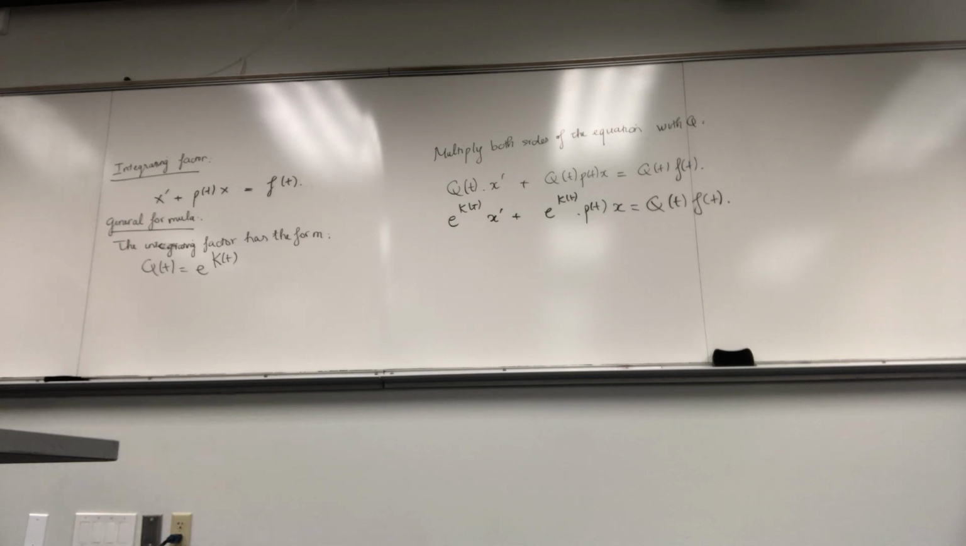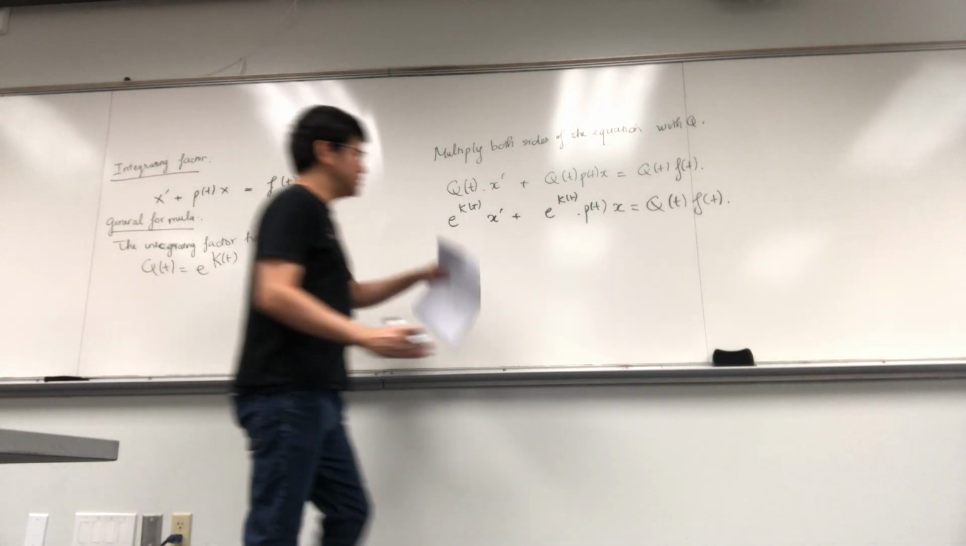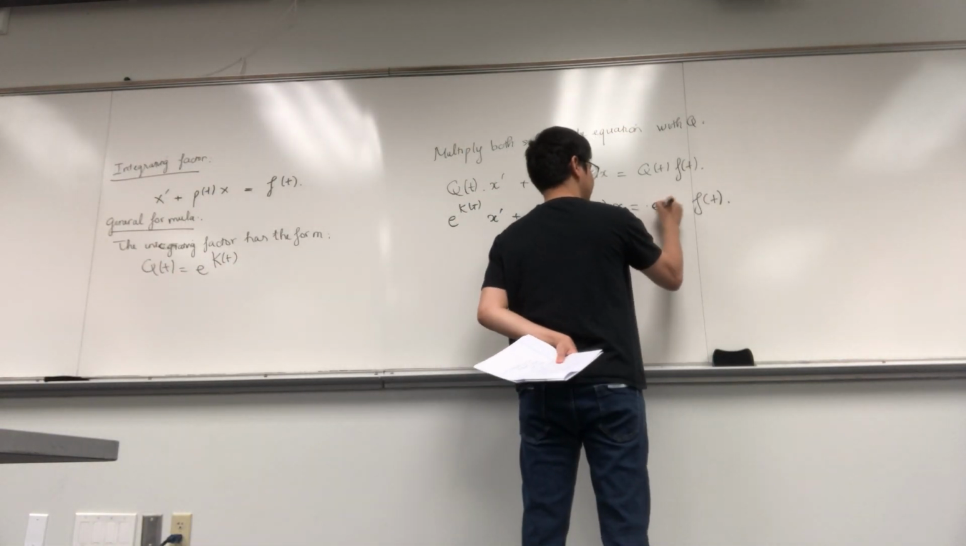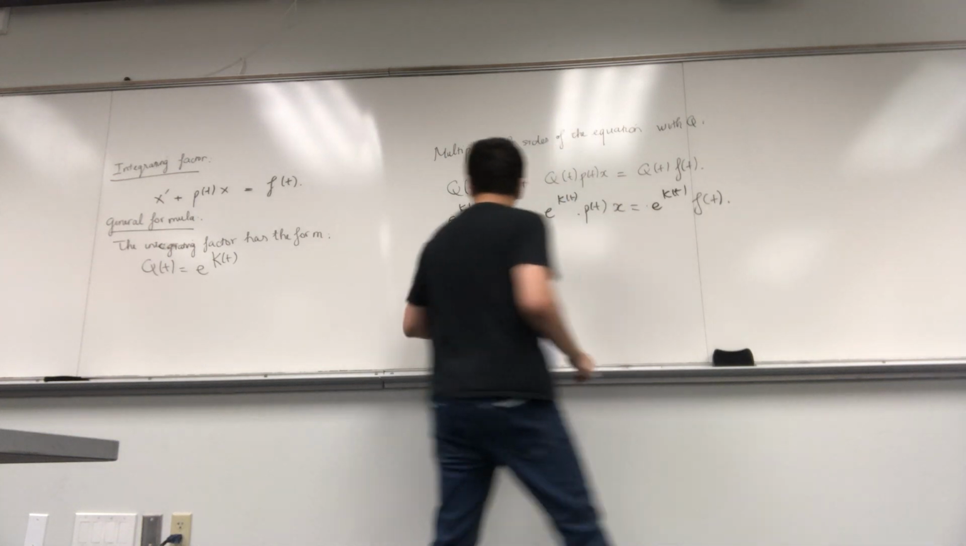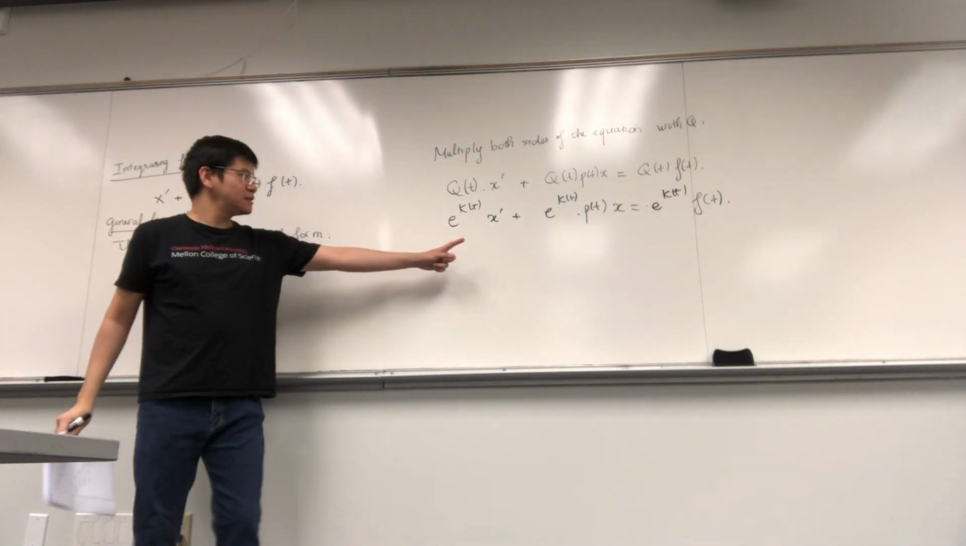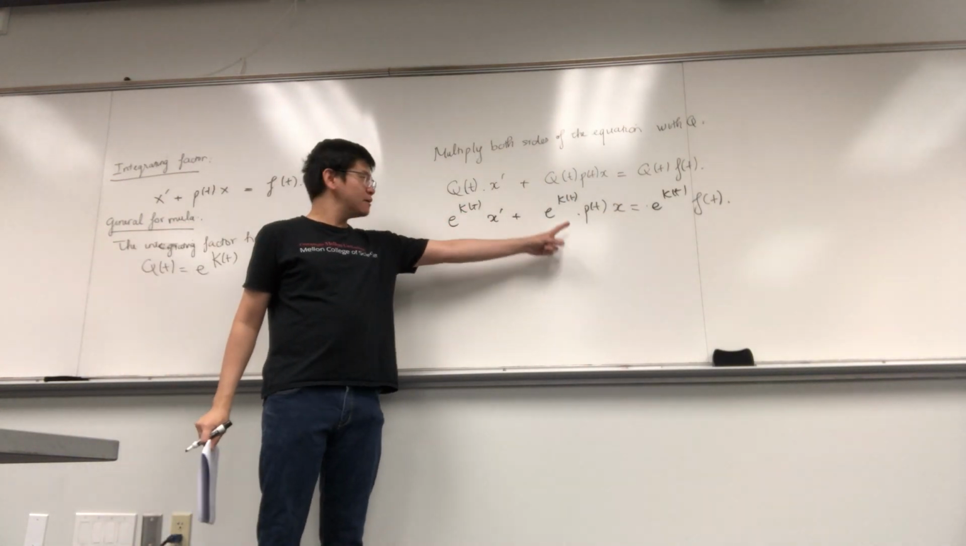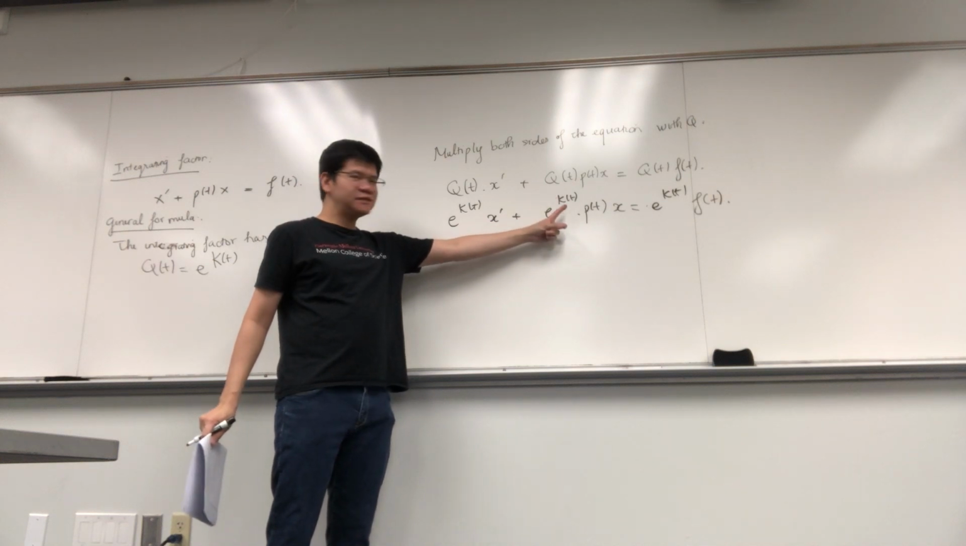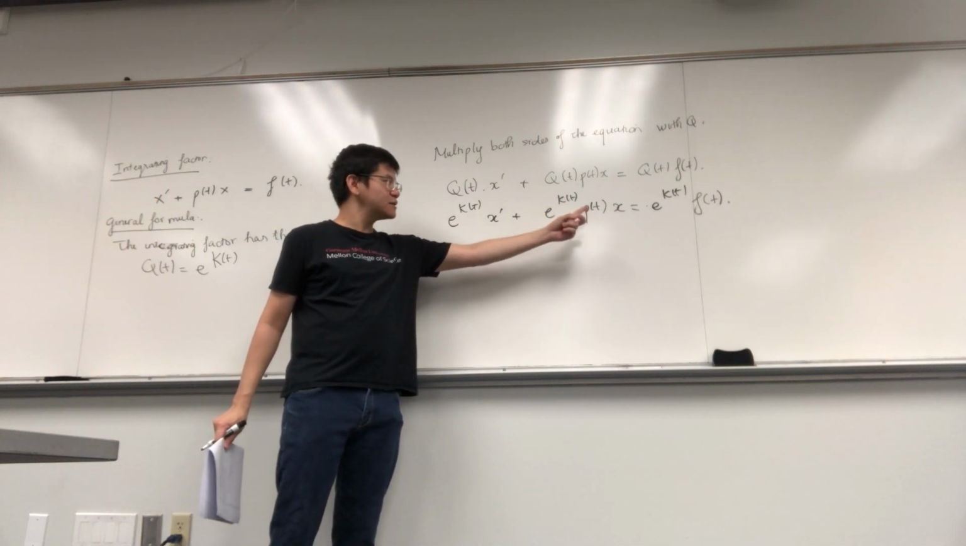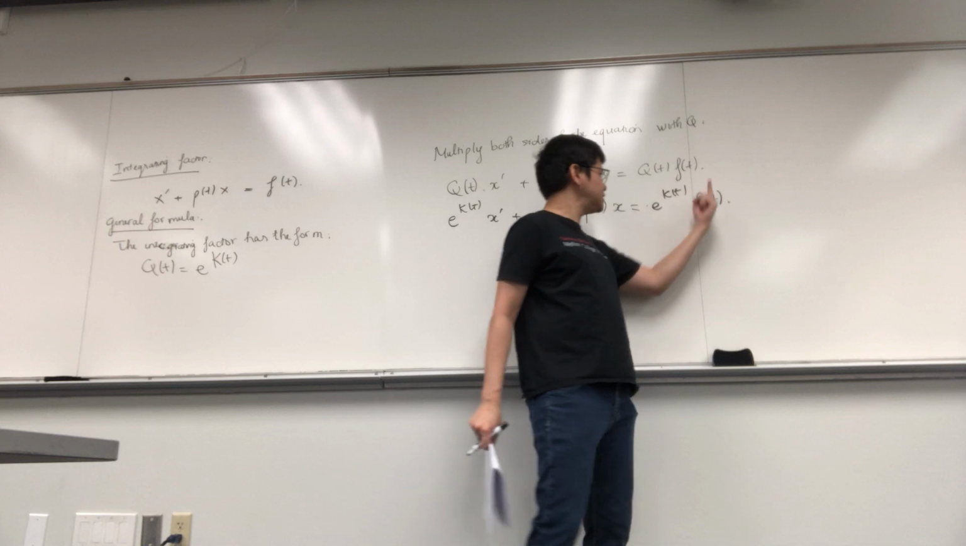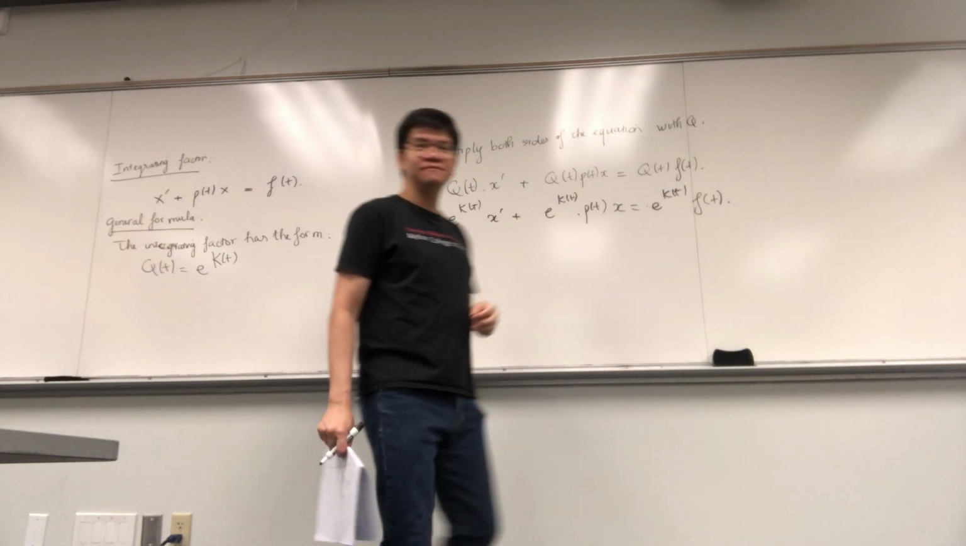Because we choose q(t) to be of the form e to the k(t), I can replace q(t) by e to the k(t), and I'm going to have e to the k(t) times x prime plus e to the k(t) times p(t) times x, and this is equal to e to the k(t) f(t).